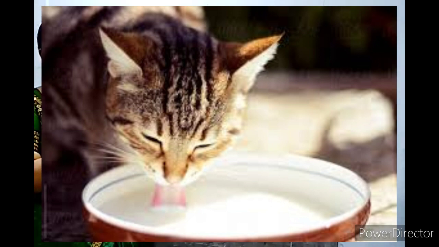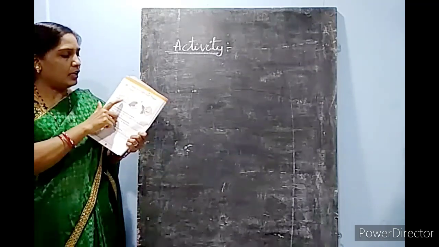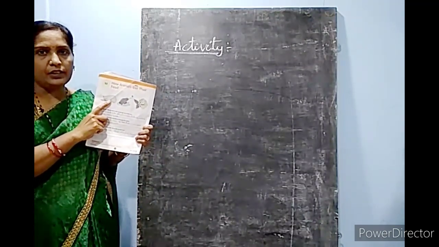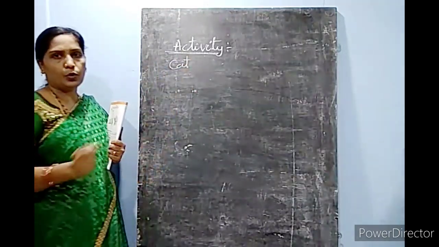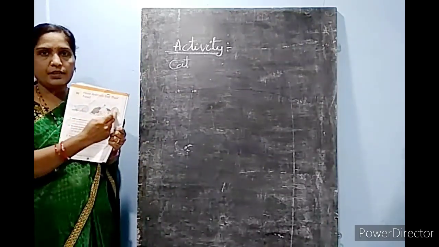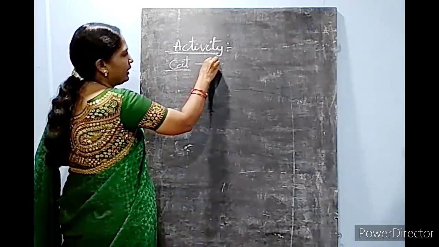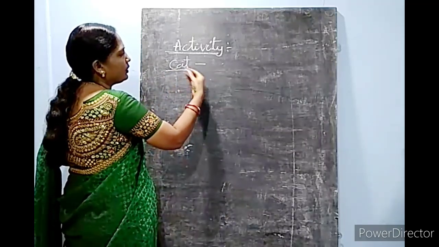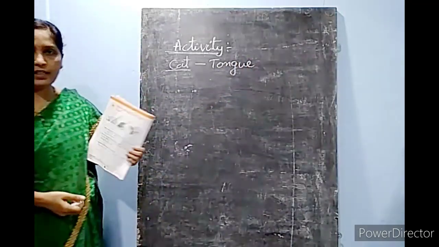Some animal pictures are given in this book. Look at these pictures and answer me, children. What is the first animal? It is a cat. How is the cat drinking the milk? It's using its tongue. Discuss with your friend and write in your notebook about these three animals. What organ is the cat using to drink the milk? With the help of its tongue, the cat is drinking milk.